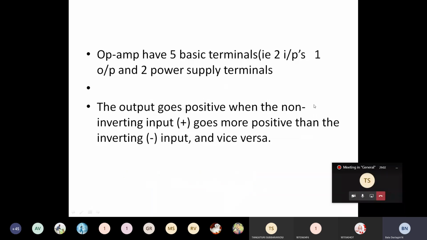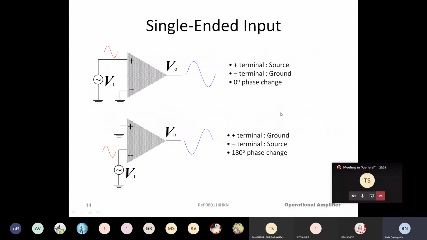Okay, so it has basic 5 terminals: 2 input terminals, 1 output terminal, and two power supply terminals, as we have discussed. The output goes positive when the non-inverting input goes more positive than the inverting input, and vice versa. You can see that later.